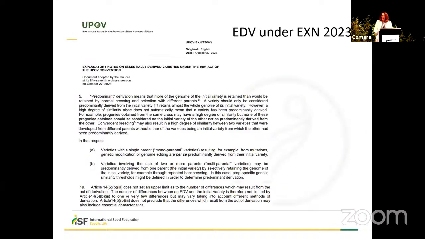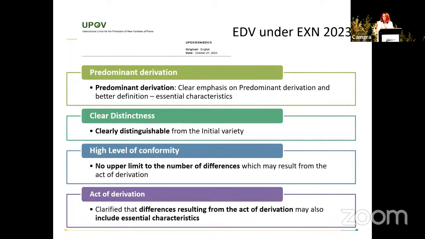Article 14. So here is the explanatory note, and Martin did the explanatory note 2023, which was adopted in the last October 27, 2023. And then I'm just highlighting a few things that were already mentioned by Martin. The first element is the change in the derivation, where the breeders are happy with the clear emphasis on predominant derivation and a better definition of what we call essential characteristics as well. I will come back into that in the next slides. The second one is a very clear distinctness that change as per Article 14.